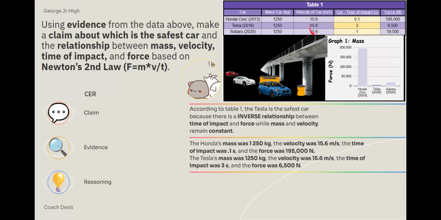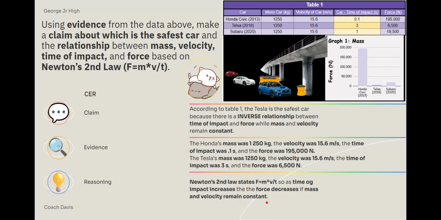The Tesla's mass was 1,250. The velocity was 15.6 meters per second, and the time of impact was 3 seconds, and the force was 6,500 newtons. So reasoning. Newton's law states that force equals mass times velocity over time. So as the time of impact increases, the force decreases if the mass and velocity remain constant. Inverse relationship, increase, decrease. All the other ones were increase, increase. This one's an opposite, increase, decrease, inverse.